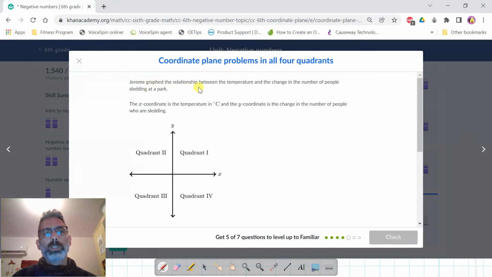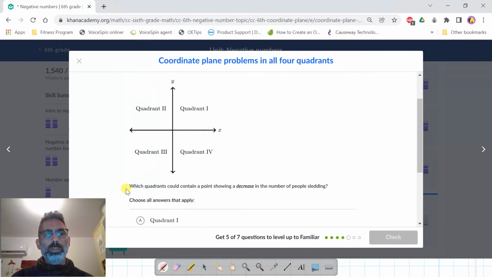Jerome graphed the relationship between the temperature and change in the number of people sledding at the park. The x-coordinate is the temperature in degrees Celsius, and the y-coordinate is the change in the number of people who are sledding. Okay. Which quadrant could contain a point showing a decrease in the number of people sledding?